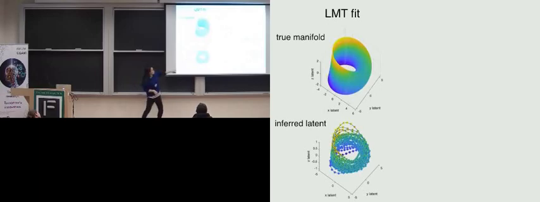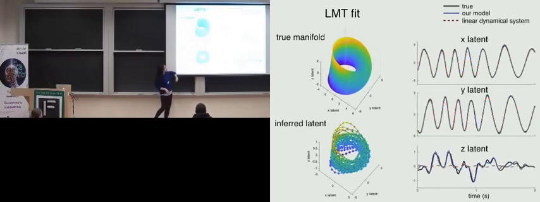Here, we show the inferred latent using our model compared with the true manifold. You can plot this inferred latent against the true trajectory we used to generate data, as well as a linear dynamic system model with a linear tuning curve. You can see the third dimension from the linear model is basically a straight line. You don't see the structure from the third dimension. So this is the benefit of using a nonlinear tuning curve.